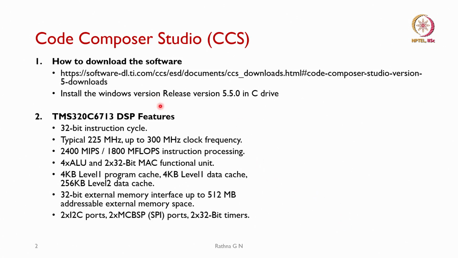In this case we will see how to go with Code Composer Studio, and the first part of it is how to download the software. The link below gives you how you can download Code Composer Studio version 5 under downloads. This will be installed on Windows. This is the release version of Code Composer Studio 5.5 in the C drive. You have to have permission to download it.